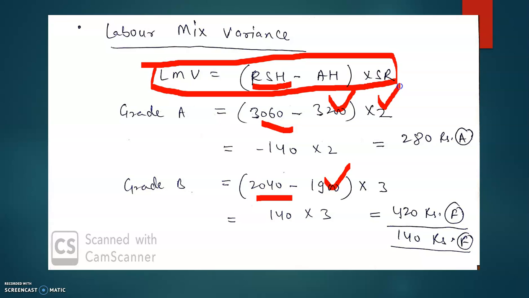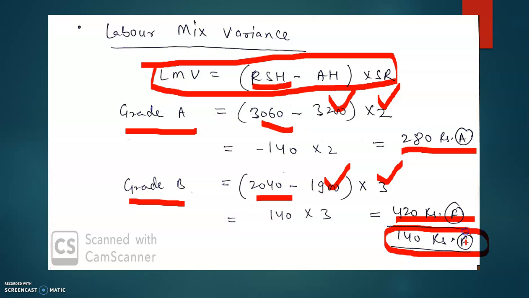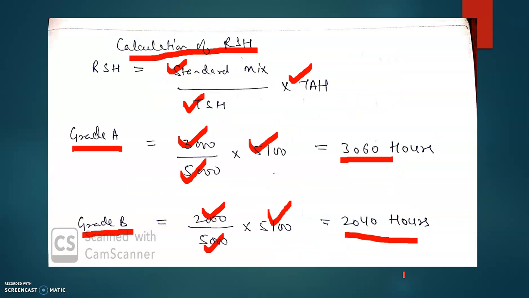The standard rate is again given in the question, 2 rupee and 3 rupee. When we calculate this for grade A worker, we will get the answer 280 rupees adverse. And for grade B worker, we will get the answer 420 rupees favorable. When we go for its total, we will get the answer that is 140 rupees favorable. This is our LMV. Okay, so this is the calculation which I have shown to you.